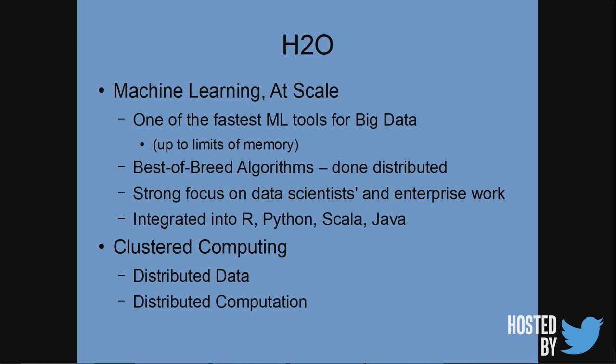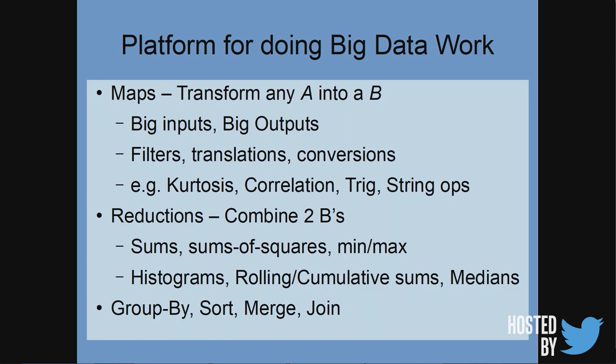Best of breed algorithms. These are bleeding edge, state of the art, straight out of the Stanford math guys, whatever was the latest and greatest. We did it with all the bells and whistles. Strong focus on data scientists and enterprise work, integrated with Scala, Python, R. You could go set up an H2O cluster running Scala instead of running Spark, for instance. It's clustered computing, and this talk is about clustered computing.